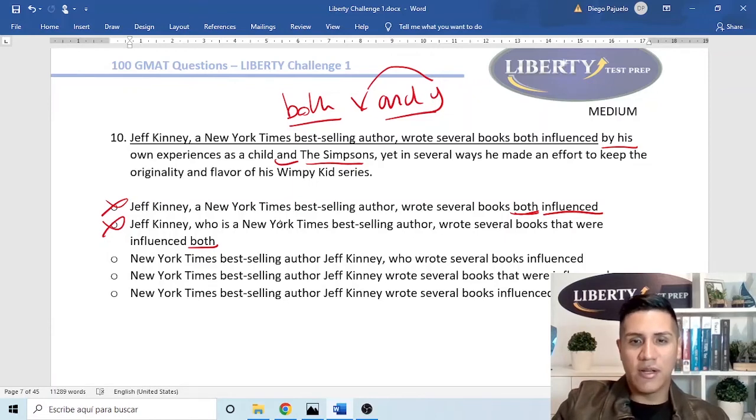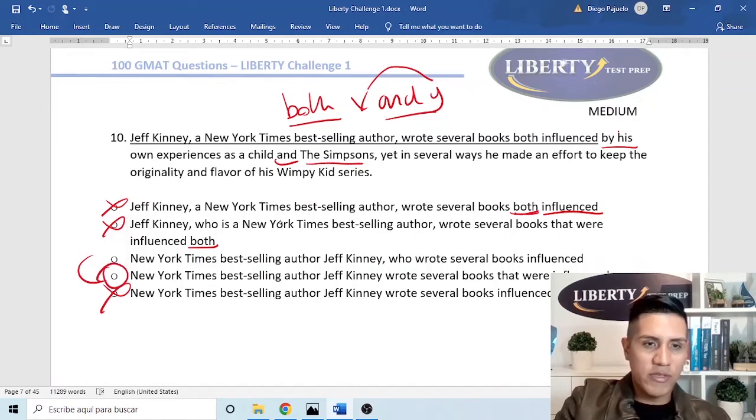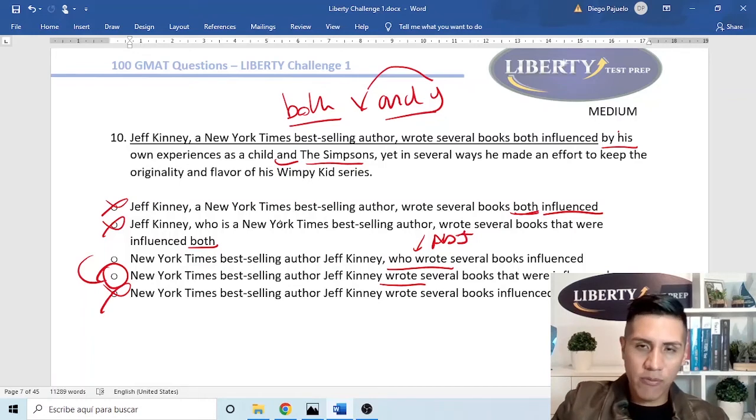Letter C. You don't have both here. Letter E. Again, by with The Simpsons, a prepositional phrase against a noun. That's not good. So you are left with these two, and the answer here would be letter D, because you notice there's a difference here. "Who wrote" would be an adjective clause, but that wouldn't be behaving as a main verb. We need a main verb in that sentence, so we need just "wrote," not "who wrote." Okay, so that's letter D.